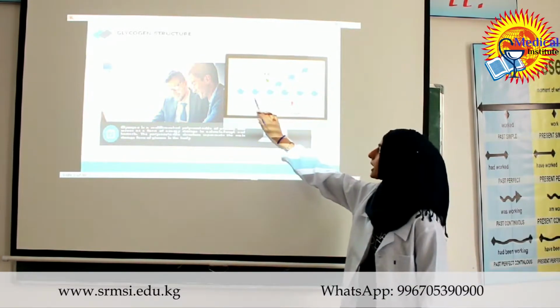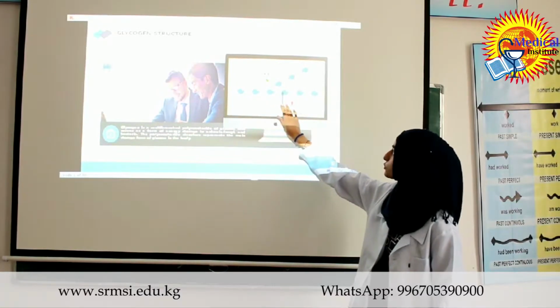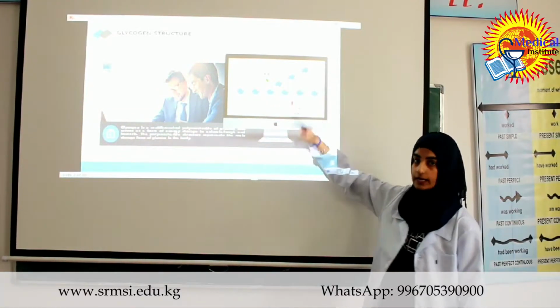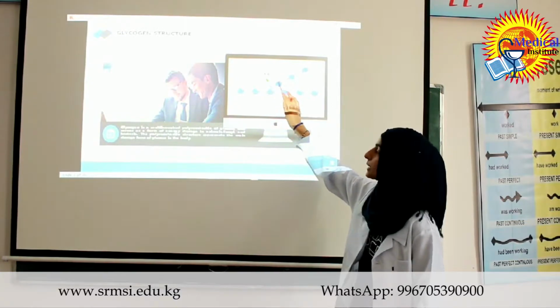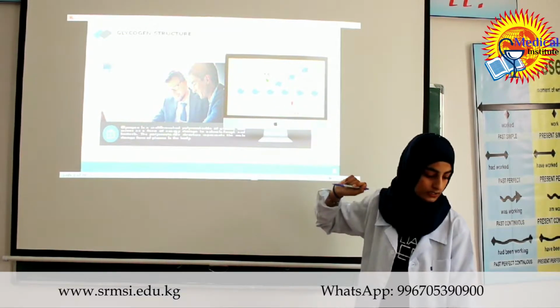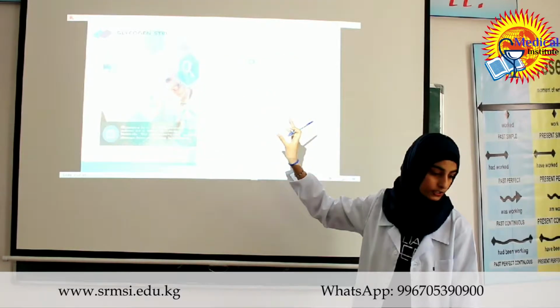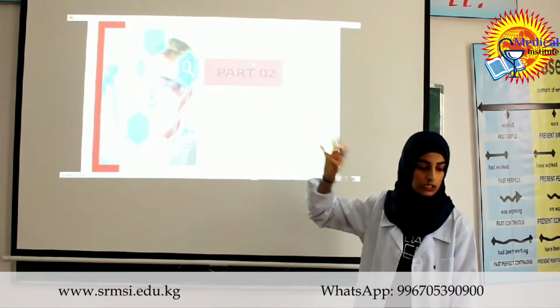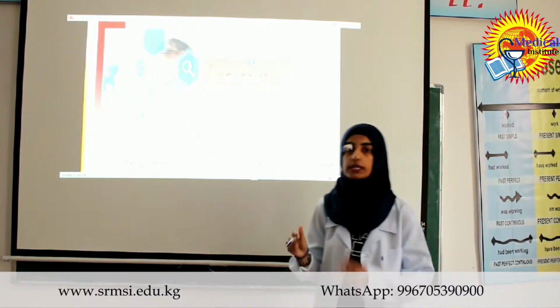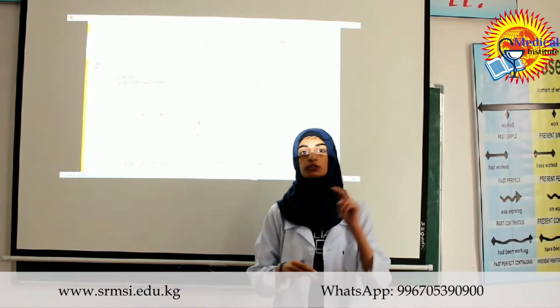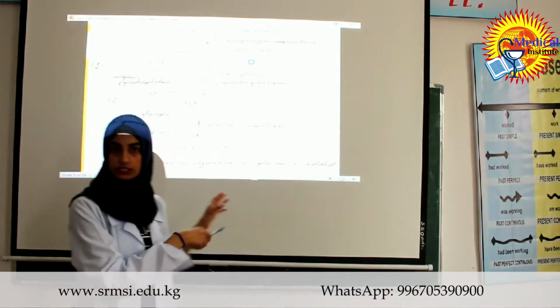Whenever we talk about the linear chain of glycogen, the linkage is alpha 1,4, but whenever there is a branch, the linkage is alpha 1,6. So this is the short form of the glycogen structure. Now next, moving toward part 2, this is about glycogenesis. Here we discuss the two metabolic pathways in glycogen structure.